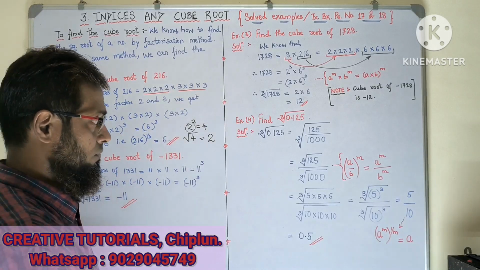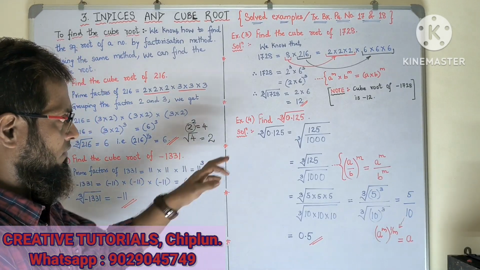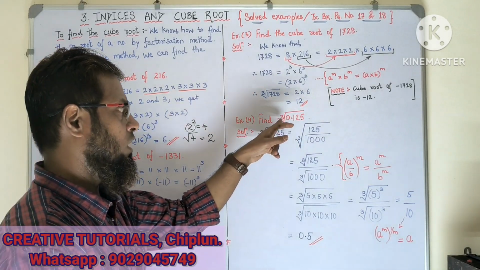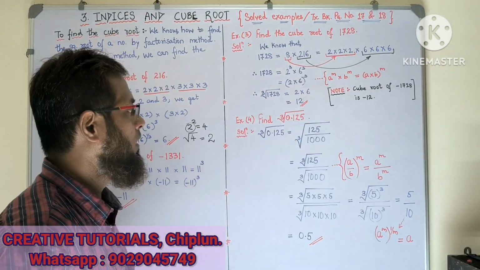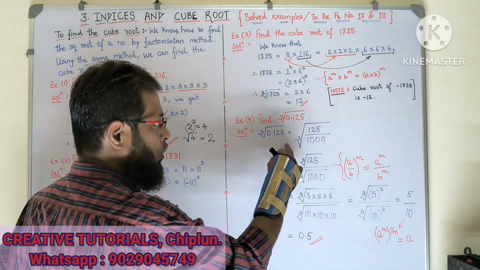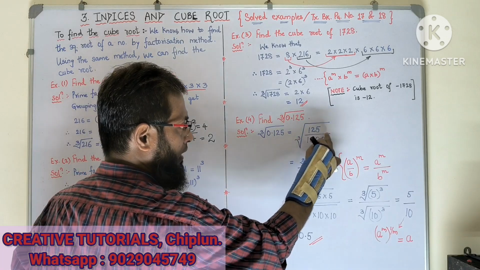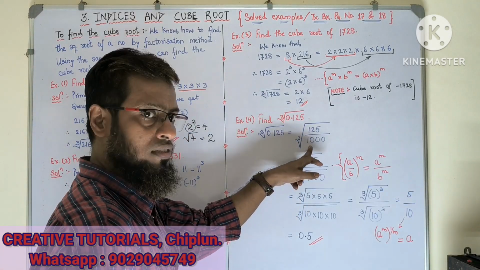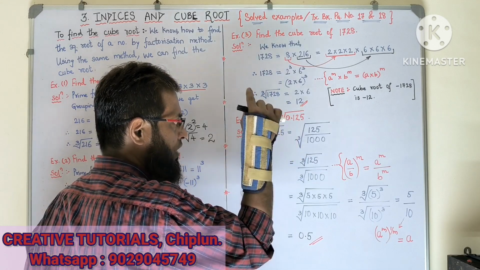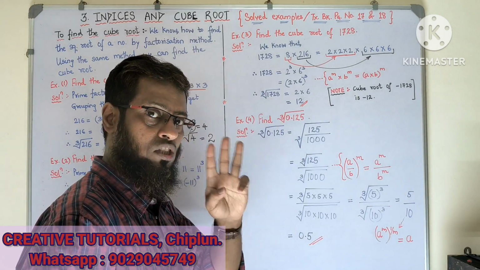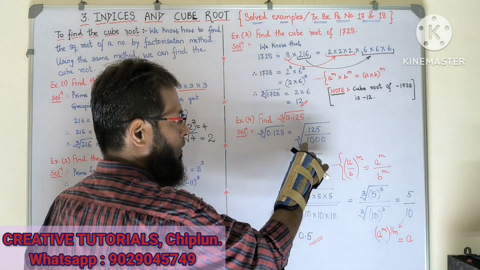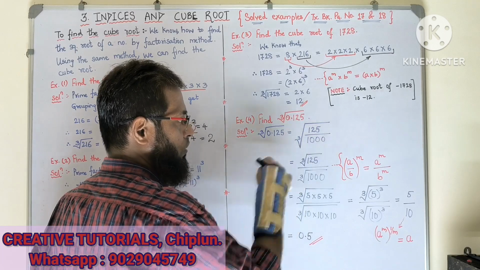Perfect. Now, example number 4 is given as find cube root of 0.125. Now cube root of 0.125 can be written as cube root of 125 divided by 1000. Now from where this 1000 came, you can see that after the decimal point we have 1, 2, 3, three decimal places. That means 3 zeros will come down in the denominator along with my number 1. So 1 and then 1, 2, 3, 3 zeros.